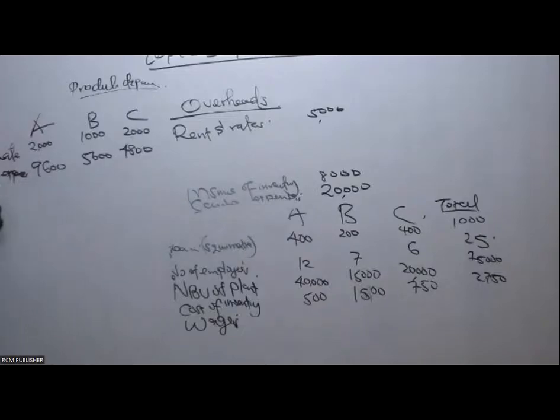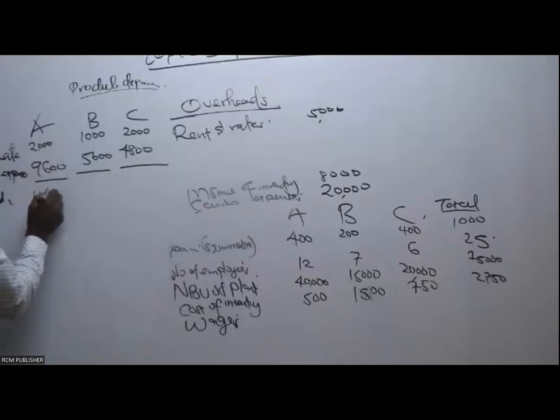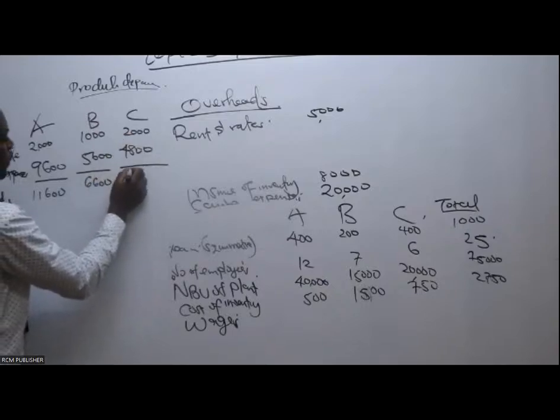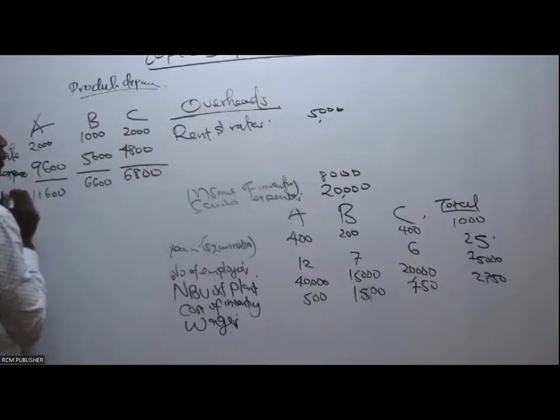Total overheads. Let's get it. So this one here will be 11,600. I have 6,600. I have 6,800. That's what I have.